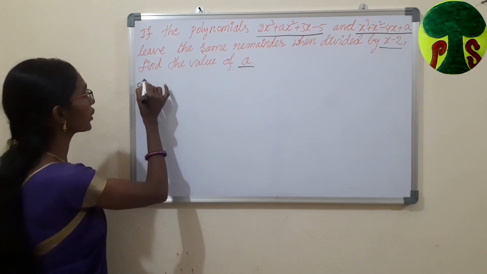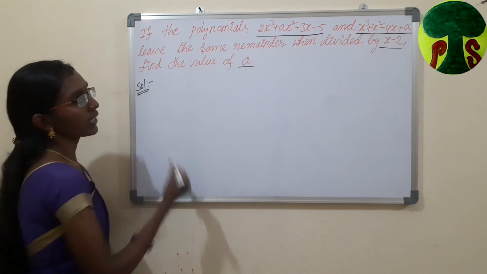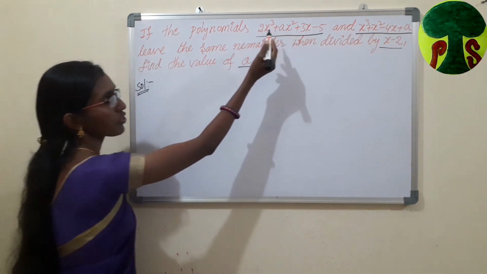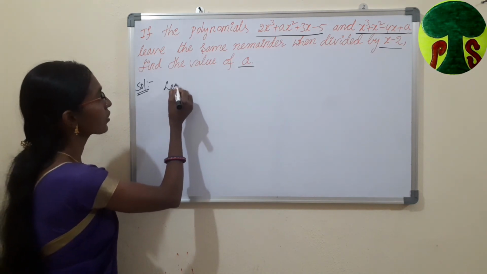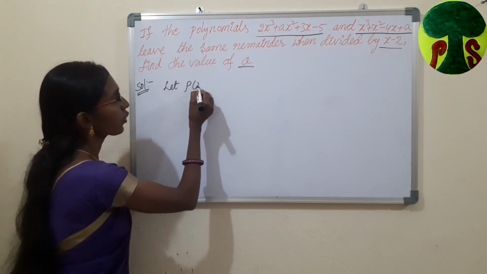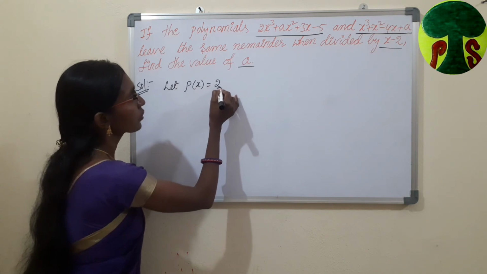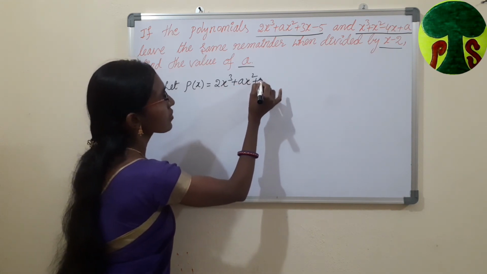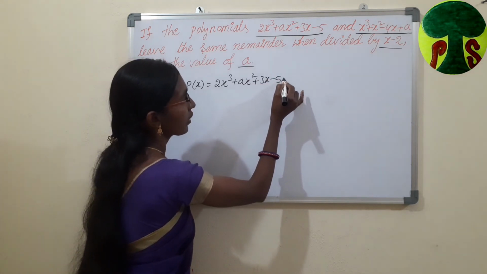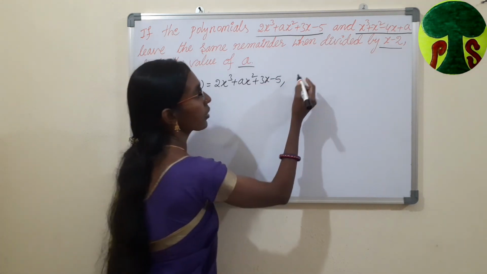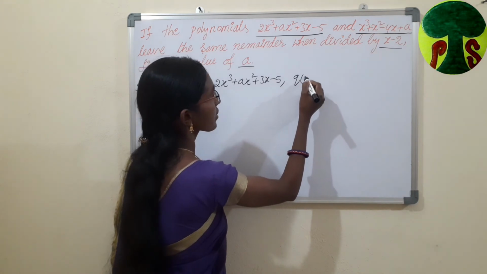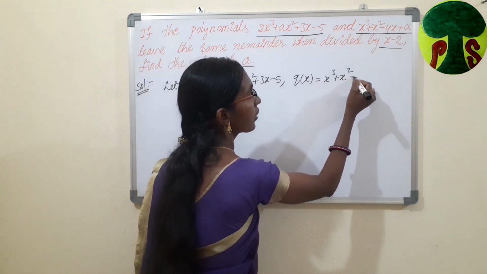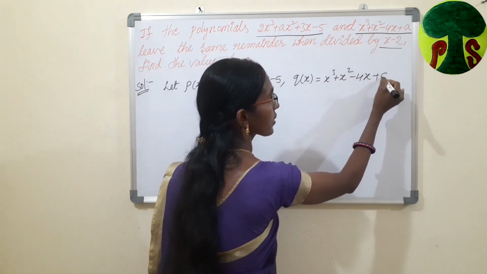Here is the solution. What are the given polynomials? Here we have the given polynomials. Consider the first polynomial as p of x. Let p of x is equal to 2x cube plus ax square plus 3x minus 5, and let the second polynomial be q of x, which is equal to x cube plus x square minus 4x plus a.